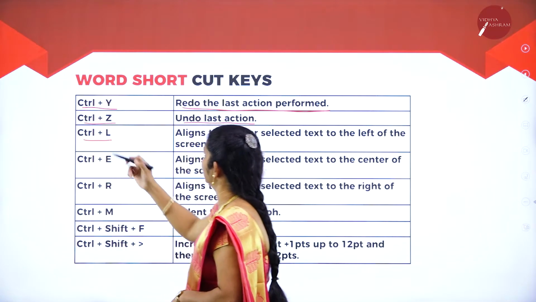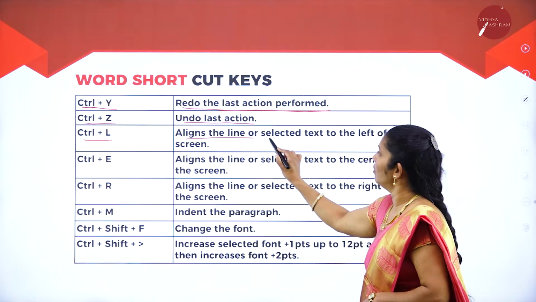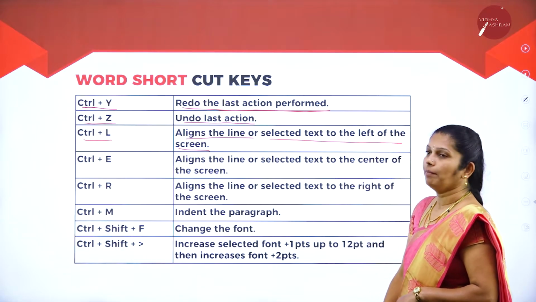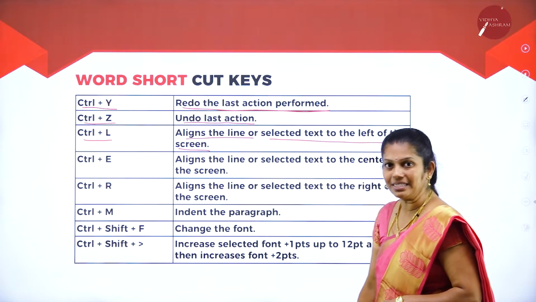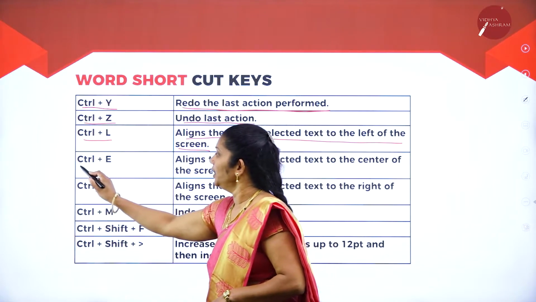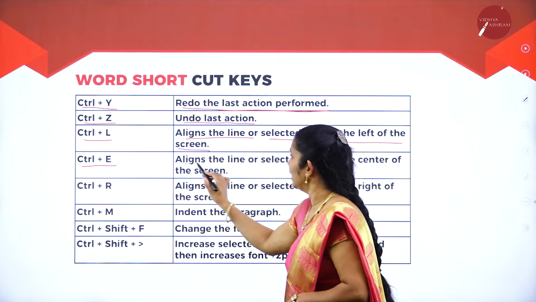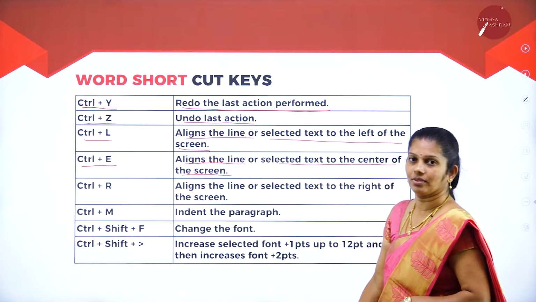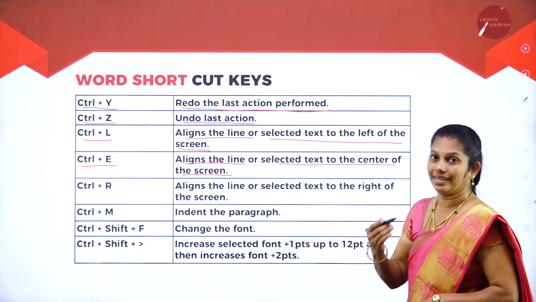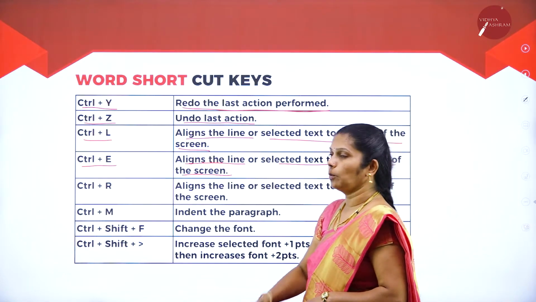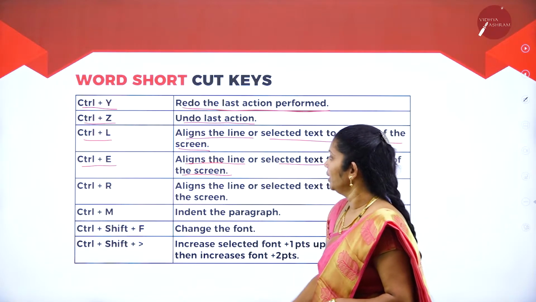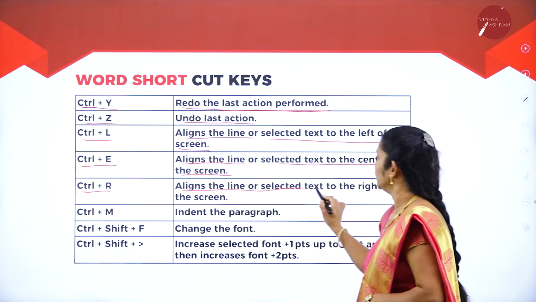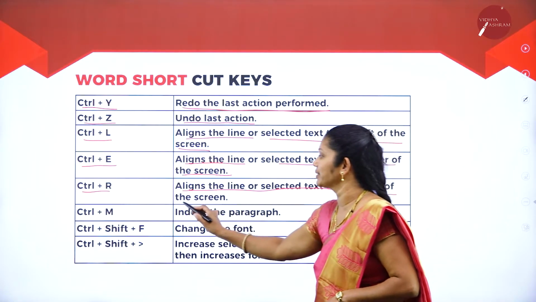Then Ctrl+L aligns the line or selected text to the left of the screen. Mainly it performs alignment; left alignment here. Ctrl+E aligns the line or selected text to the center of the screen. If I want, I can use center alignment directly, or by using Ctrl+E I can also perform it. Then Ctrl+R helps to align the line or selected text to the right of the screen.